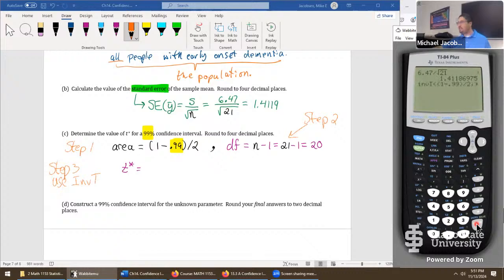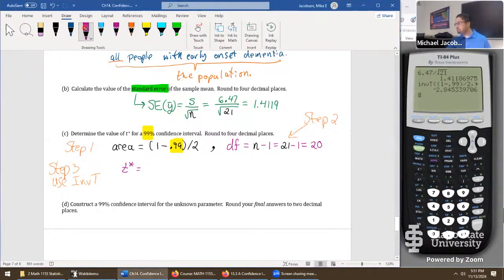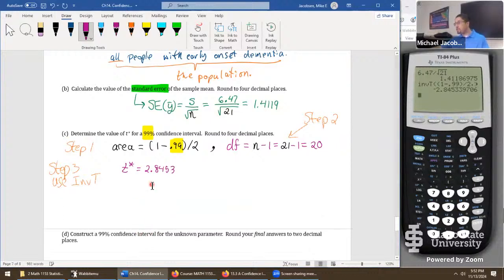Hit enter a bunch of times and we get our values out. So our value is 2.8453. We always grab the positive value. Although, again, for the purposes of quizzes in this class or exams, I wouldn't mind if you grab the negative value. Web assign, or excuse me, my stats lab might though. So we always state the positive one. Well, we've got our critical number down.